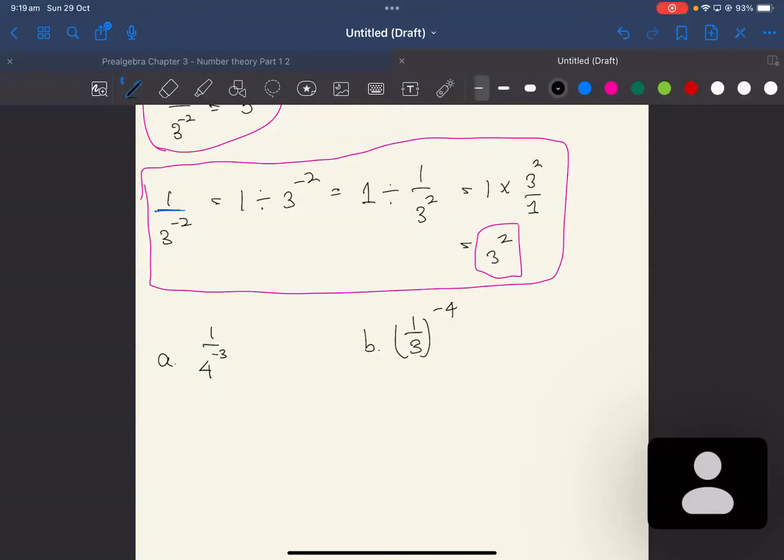If you have a times in the question, it changes to a division. You change to a negative.